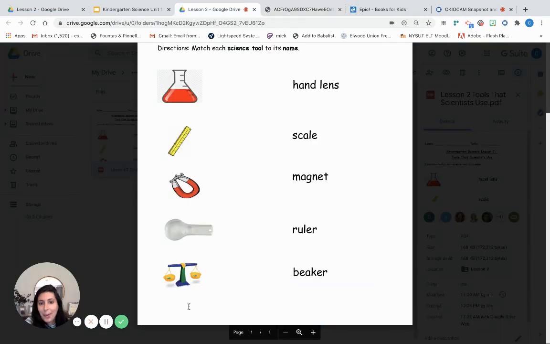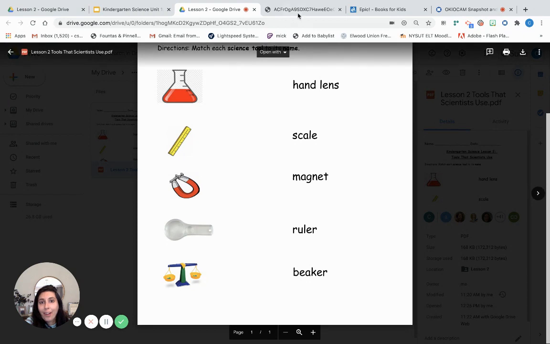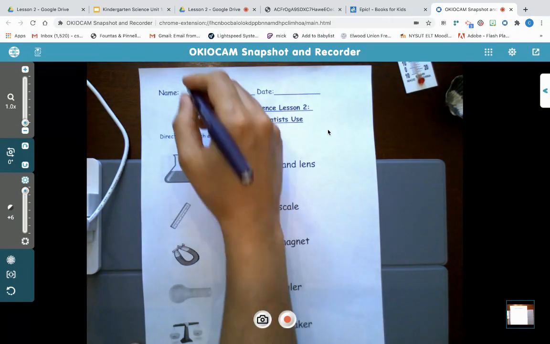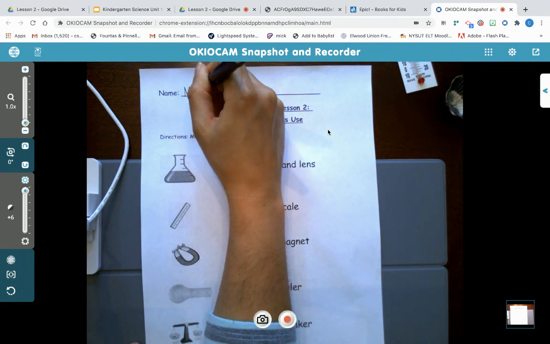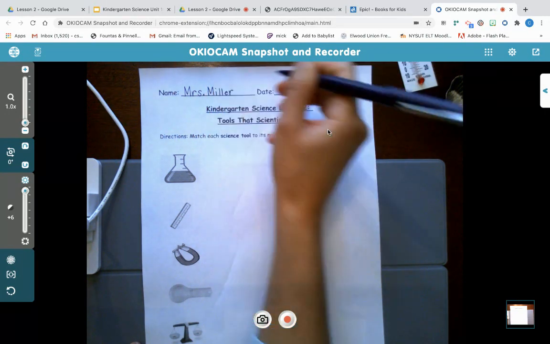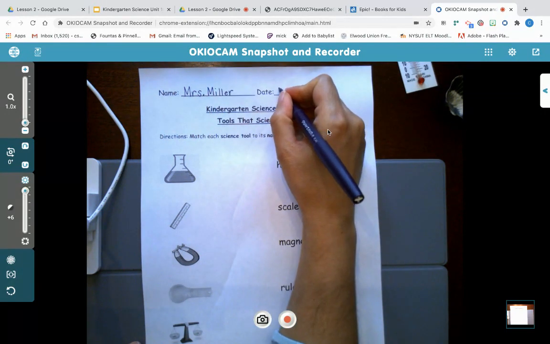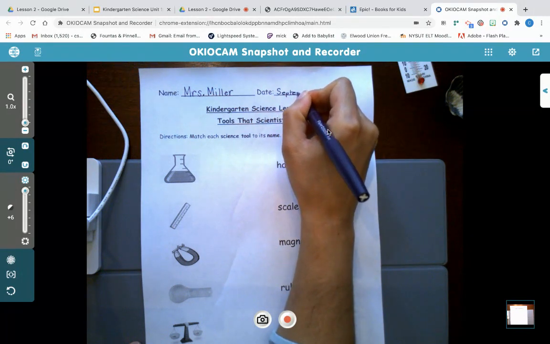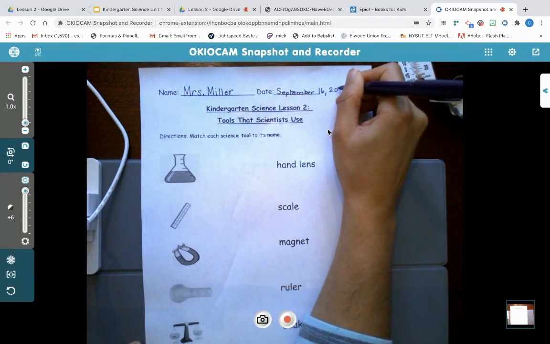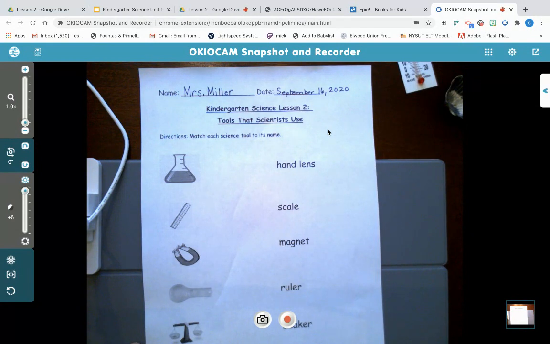Okay, so let's get started on this sheet together. Pull it up here. Okay, here's my copy. And remember, the first thing we do is always the same. We pick up our pencil and write down our name. So I'm going to write Mrs. Miller, starting with a capital or big letter, because all names start with a capital. I'm going to write today's date, which is September. For me, it's the 16th. It might be different for you. Okay.